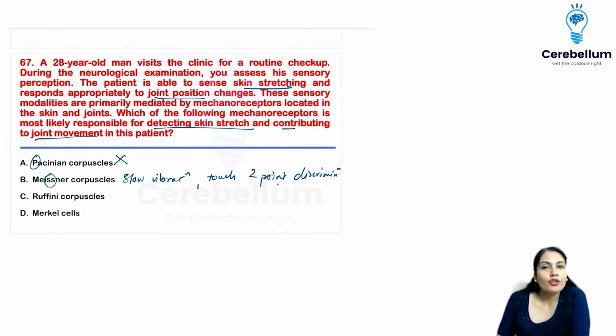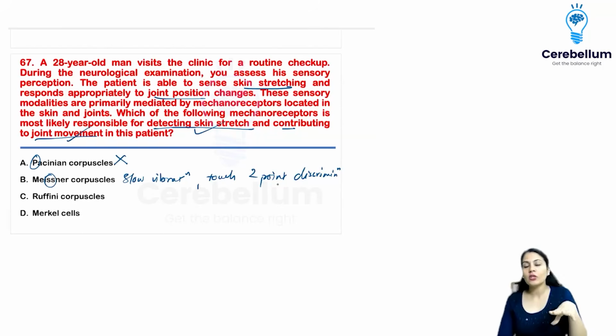But it is not for the skin stretch or joint movement. It is present superficially. Now, for the joint, in the joint capsule, we should have a little bit deeper receptor. Ruffini corpuscle, on the other hand, is going to help me with joint movement and is the skin stretching receptor.